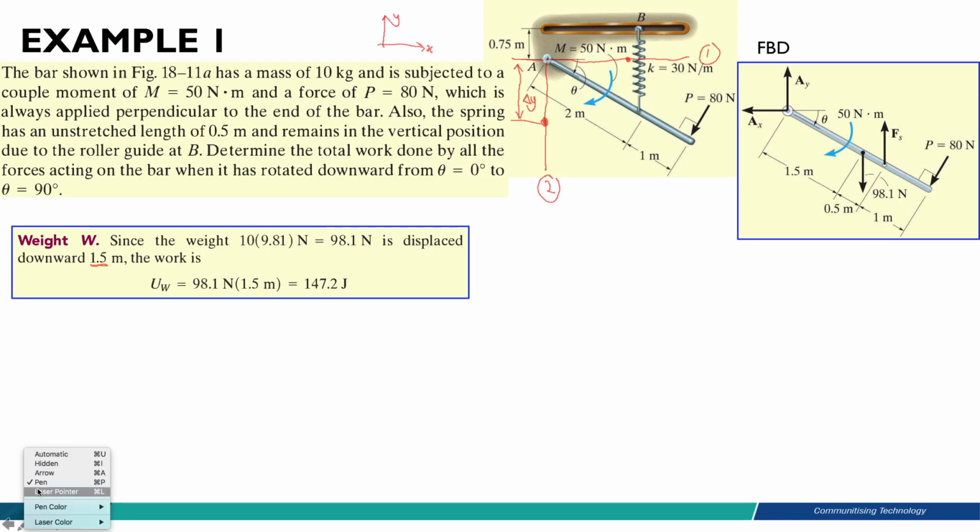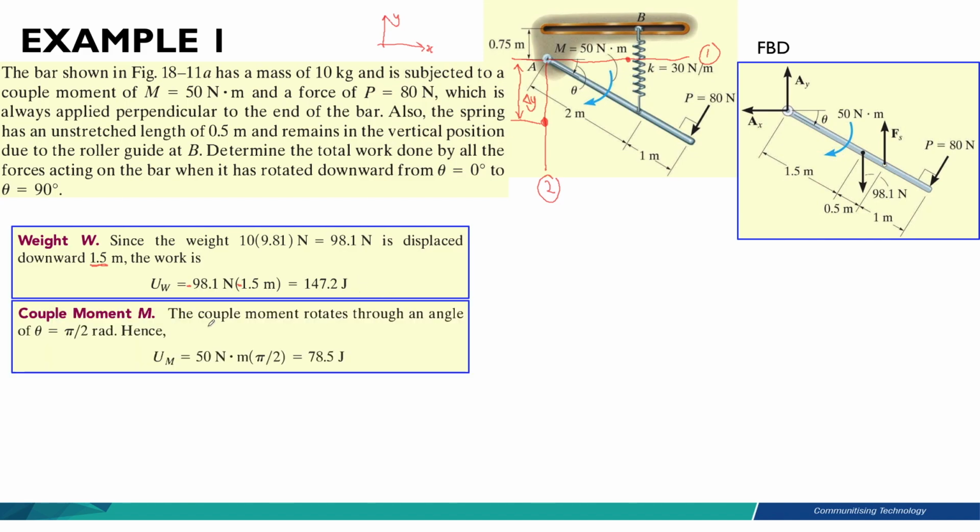Okay, and therefore the work done by the weight is minus W. So this should be minus here. This should be minus. So minus 98.1 times minus 1.5 meter. That's why we got a positive value of 147.2 joule. Remember, the unit for work done is joule, and also the unit for kinetic energy is also joule.